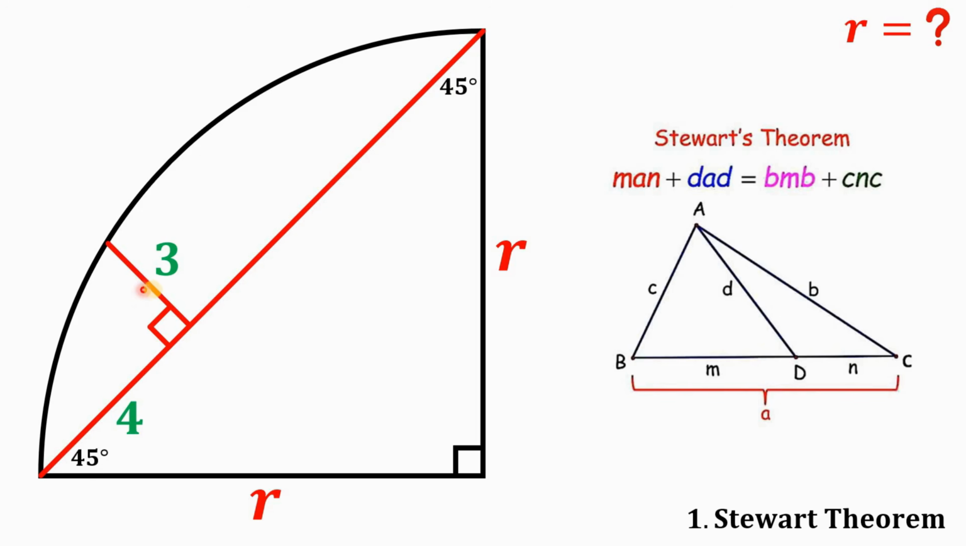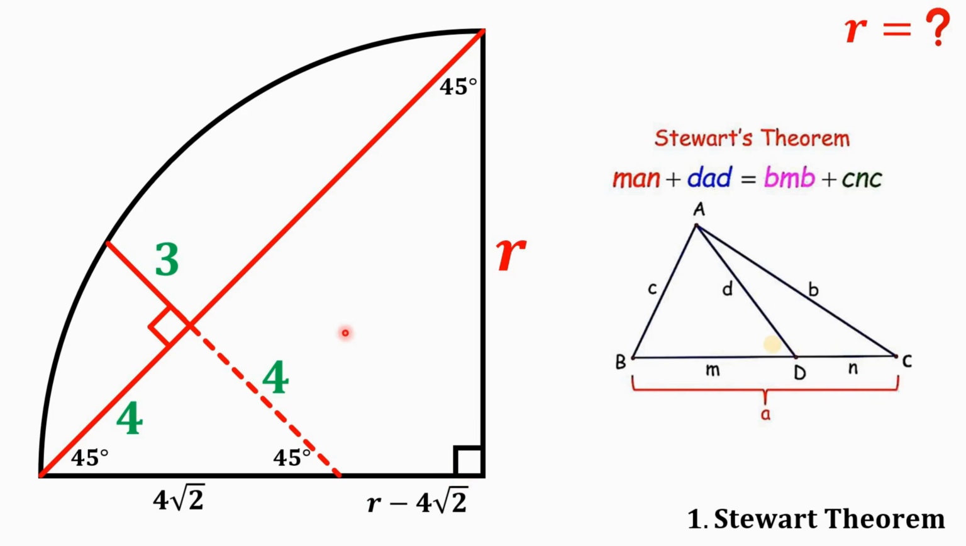In short, if we extend this segment measuring 3 units, we also create a 45, 45, 90 right triangle. Now, since this is 4, the other side is also 4. And the hypotenuse must be equal to 4 times square root of 2. Now, since the whole thing is the radius of this quarter circle, this small segment measures r minus 4 times square root of 2.